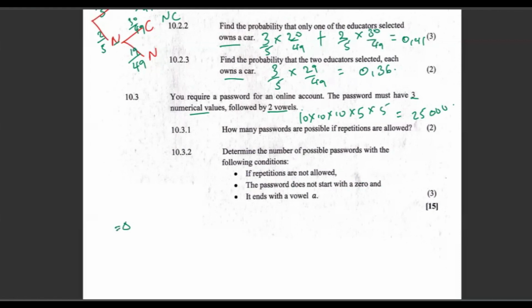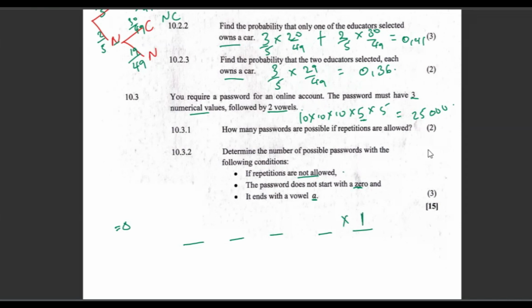Okay, then determine the number of possible passwords with the following conditions. 1, repetition is not allowed. The password does not start with a 0. And then lastly, the password ends with a vowel. If it ends with a vowel, we have 5 options to select from. Out of the 5, we need 1 vowel here, so it's just a fixed number, which is a 1.